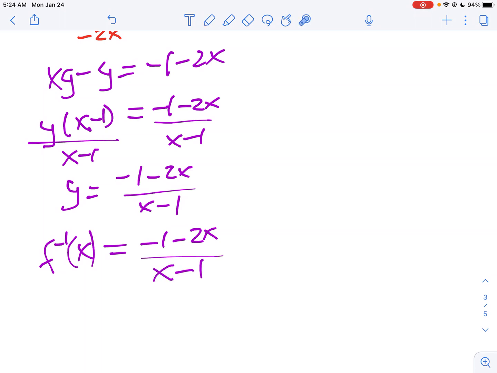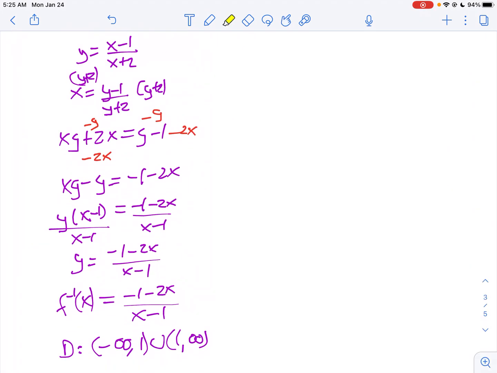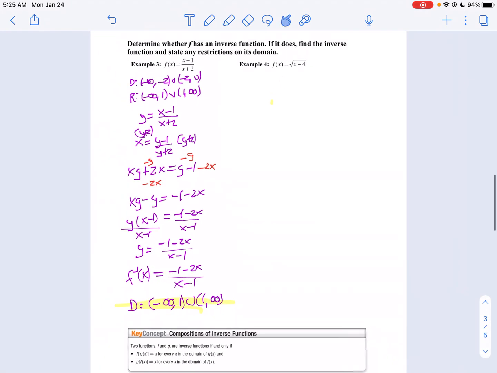Now notice my domain of my inverse, x cannot equal 1, can it? So I'm going to restrict my domain to negative infinity to 1 in union with 1 to positive infinity. Notice the domain of my inverse is the same as the range of my function, because we're flipping the x and y's around. So that should not be anything new for us.